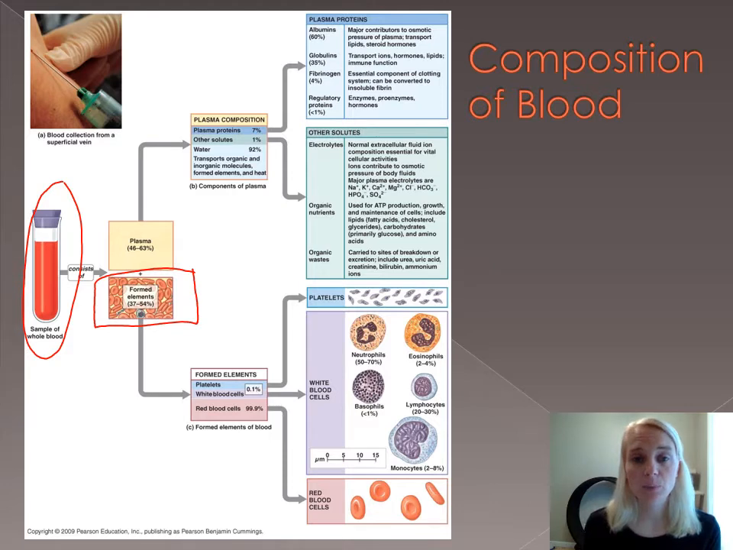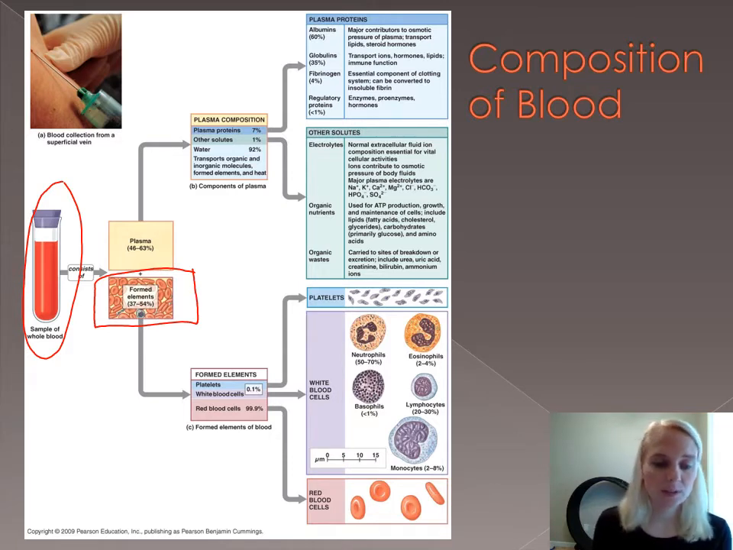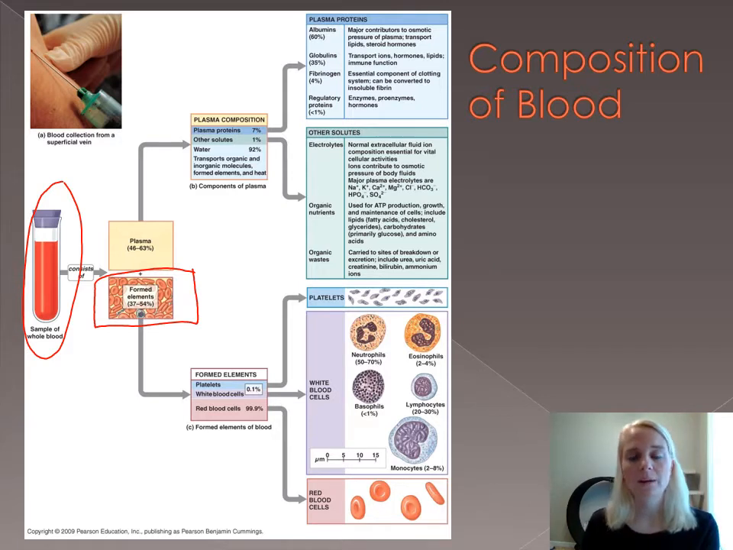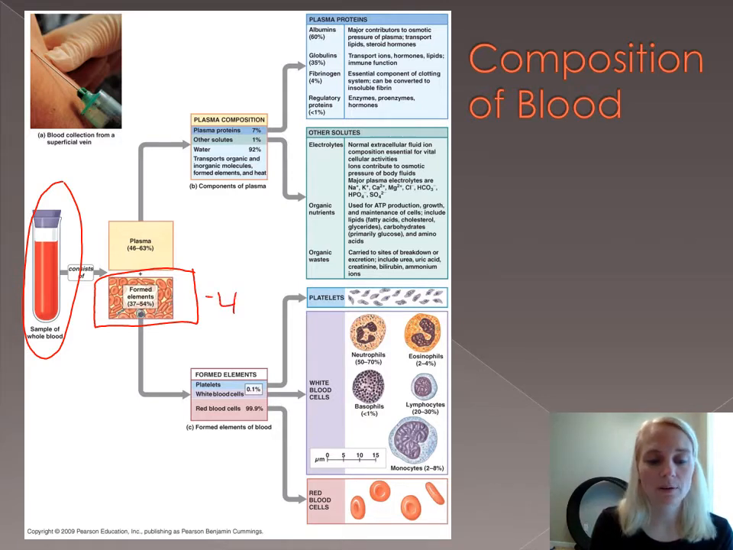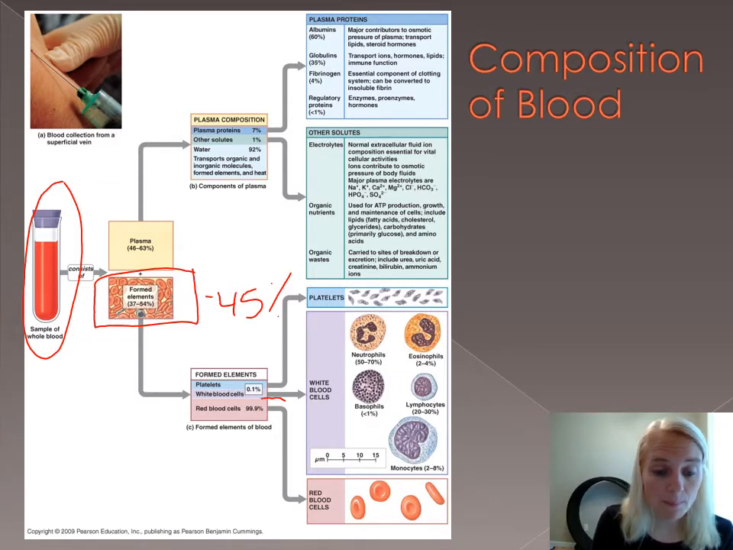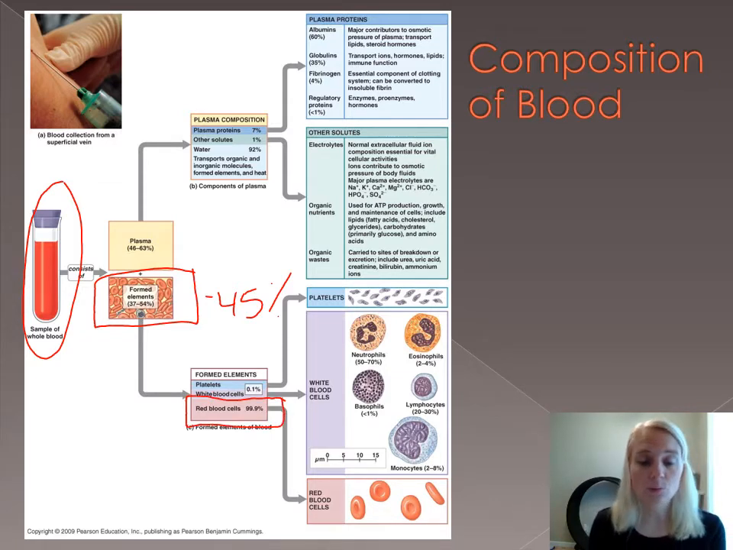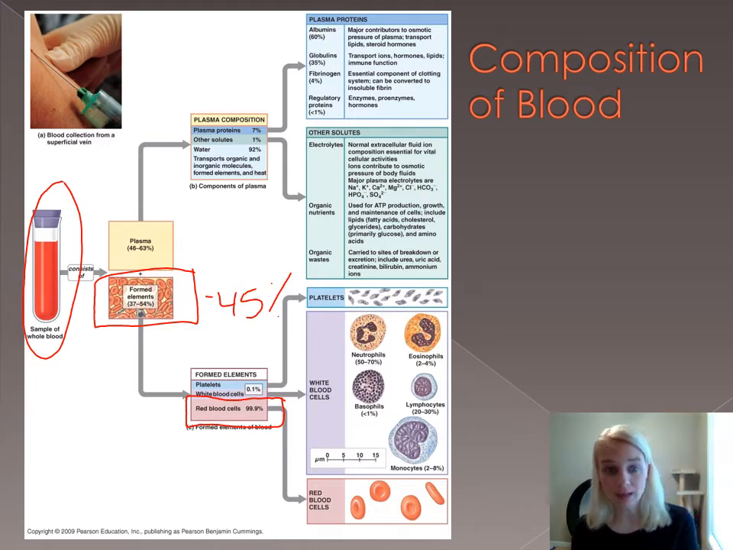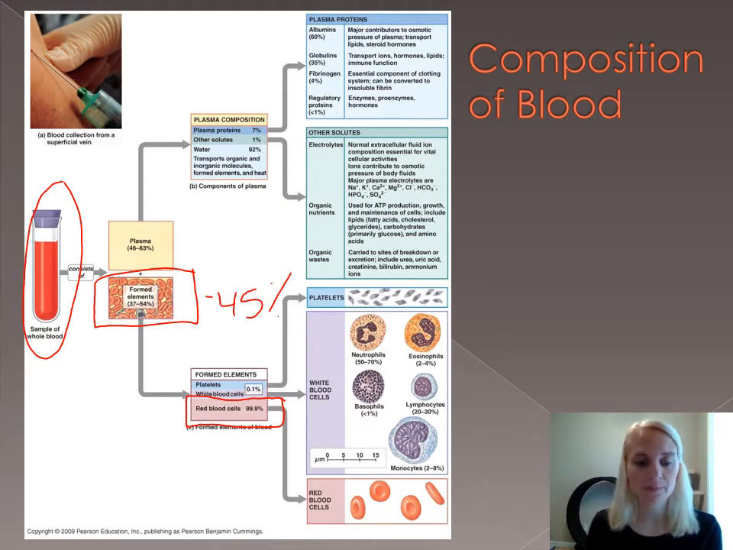So let's take a look at the breakdown of the formed elements and see what that consists of, which is about, I'm going to say 45, because that's the percentage your lab manual uses. It's within this range of 37 to 54, but just to make it easy, let's shoot around 45% of your whole blood is formed elements. Okay, so then of that 45%, the most of that 45% is red blood cells. 99.9% of your formed elements are red blood cells. So there's like a gazillion of them.